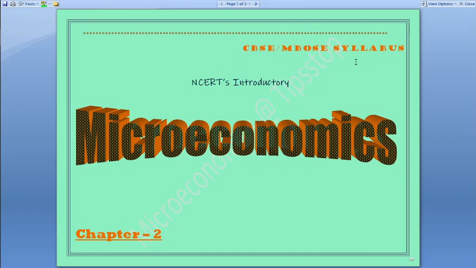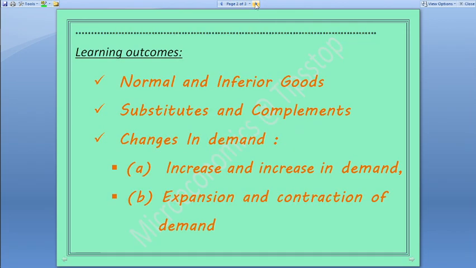Hello and welcome back to our continuing discussion on consumer behavior from our textbook Introductory Macroeconomics for class 11. The concepts that you learn today are normal and inferior goods. What's the difference between these two? Also, the difference between substitutes and complementary goods.